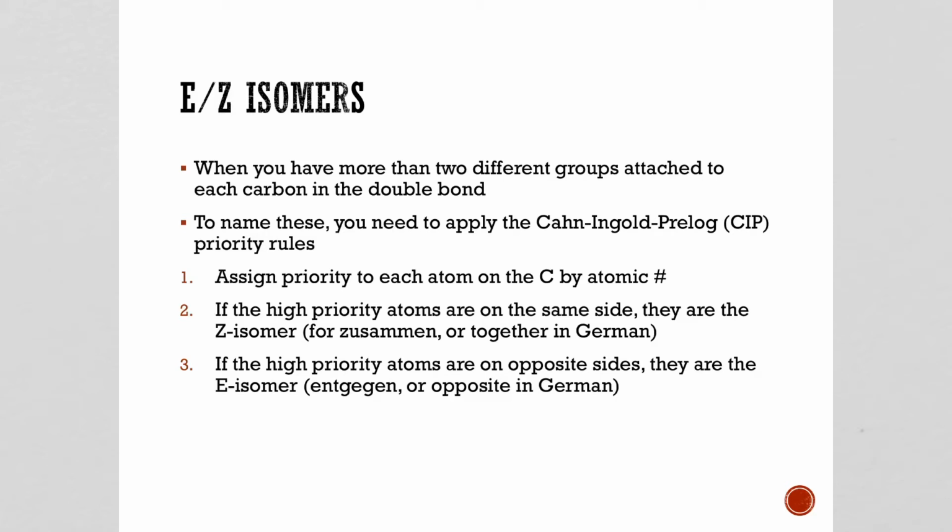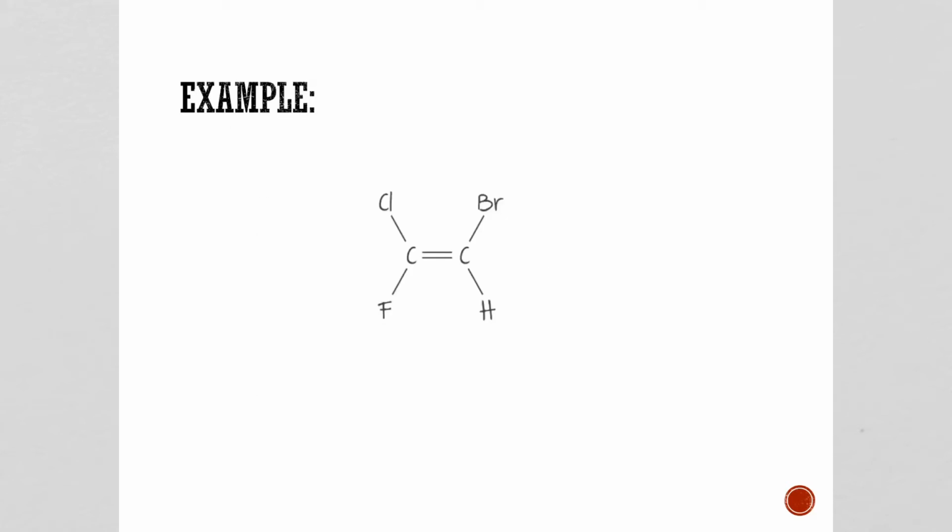Entgegen, or opposite in German. So we'll go through some examples. Okay, so we'll look at this first example. In this one we have ethene that's been substituted with a chlorine, a fluorine, a bromine, and a hydrogen. So we'll look at the two carbons separately. We use the atomic number as the priority. So on carbon number 1, chlorine has the higher priority because it has the higher atomic number, and bromine has the higher priority on the second carbon because it's got a higher atomic number than hydrogen.